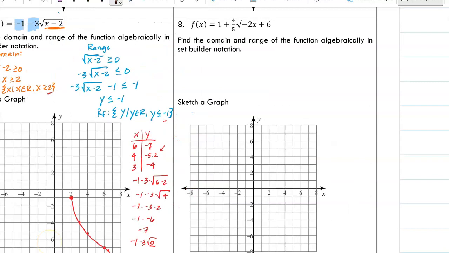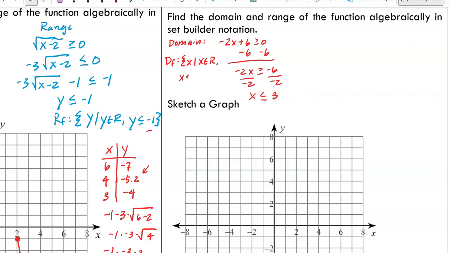Okie dokie. So I'm going to take that radicand, set it greater than or equal to 0 for the domain. Solve for x, subtract 6, negative 2x greater than or equal to negative 6, divide by negative 2, flip the inequality sign so you get that. So the domain of the function is going to be x, such that x is an element of all real numbers, less than or equal to 3.